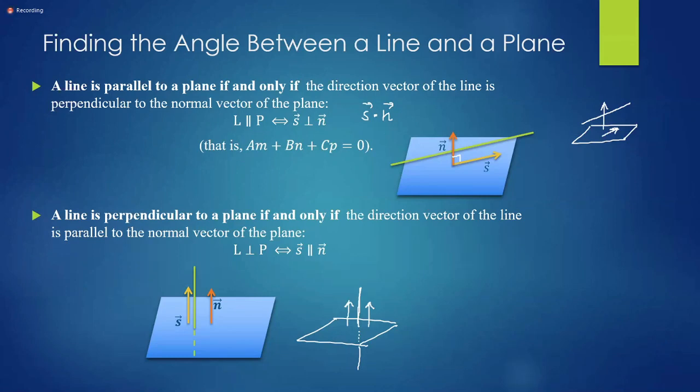For the angle, we have the sine and not the cosine. For parallelity, we check perpendicularity of vectors. For perpendicularity of line and plane, we check parallelity of those vectors. So that is a little bit strange, but yes, this is how things happen.